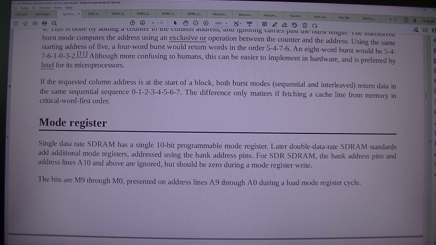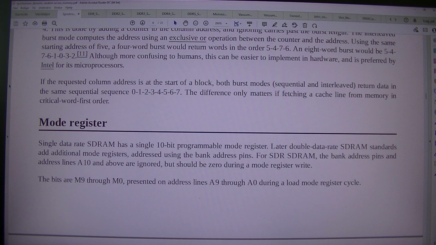Mode register. Single data rate SDRAM has a single 10-bit programmable mode register. Later double data rate SDRAM standards added additional mode registers, addressed using the bank address pins. For SDR SDRAM, the bank address pins and address lines at 10 and above are ignored, but should be 0 during a mode register write.